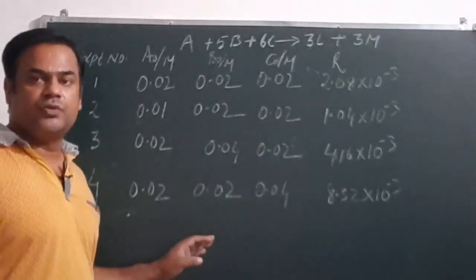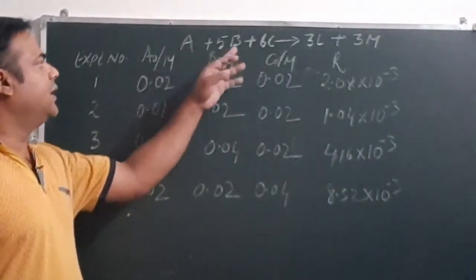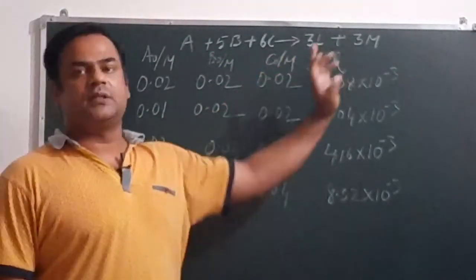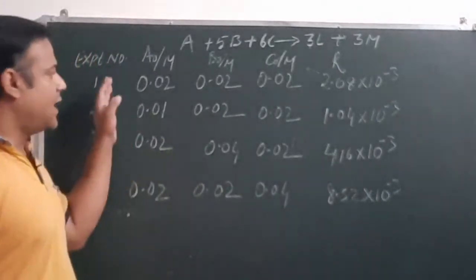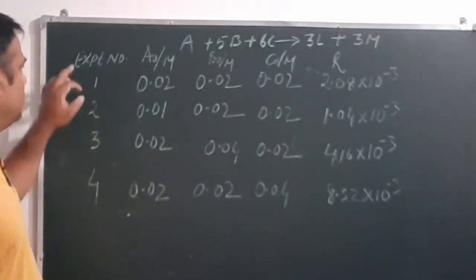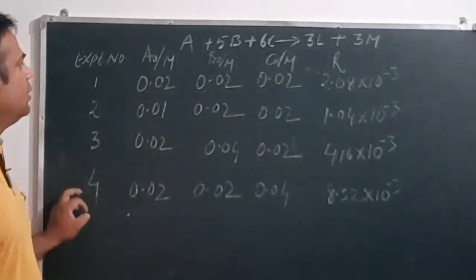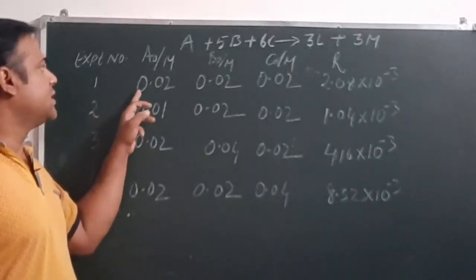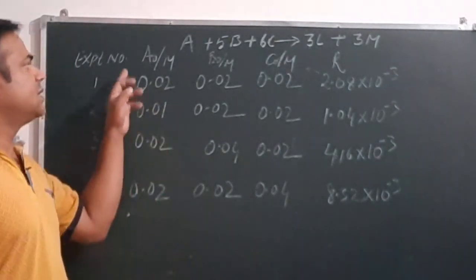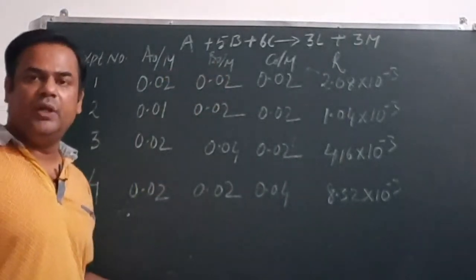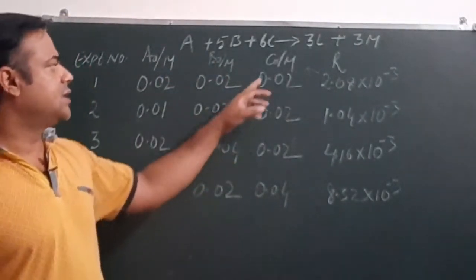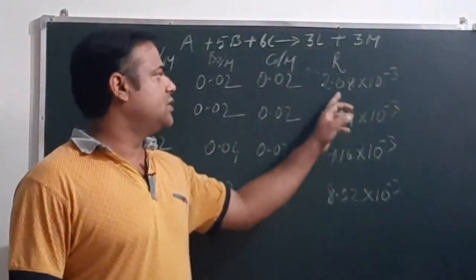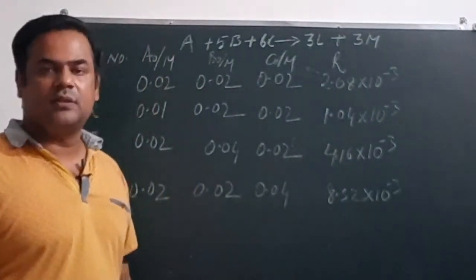So the question is, we have a hypothetical chemical reaction, A plus 5B reacting with 6C giving 3L plus 3A. This is the chemical reaction and these are the experimental values. The total number of experiments is 4. For experiment number 1, the initial concentration of A is 0.02, the initial concentration of B is 0.02, the initial concentration of C is also 0.02, and the rate is 2.08 into 10 to the power minus 3.